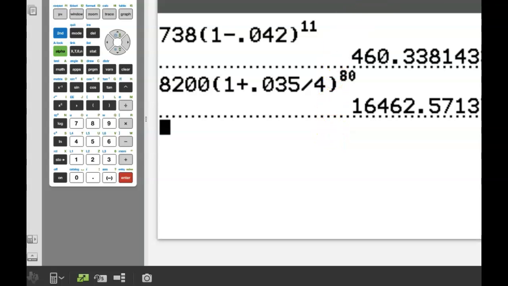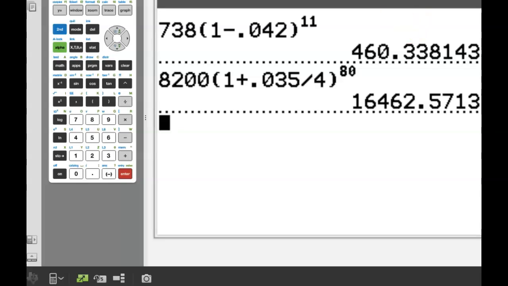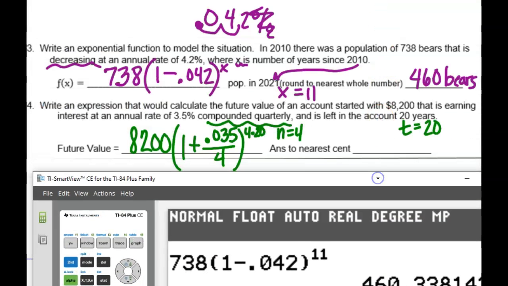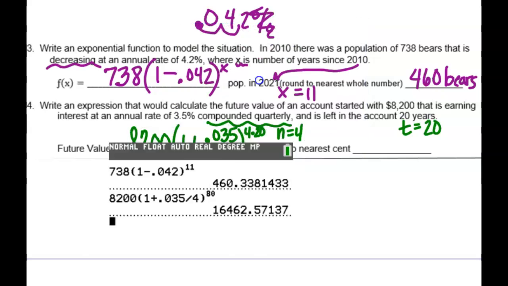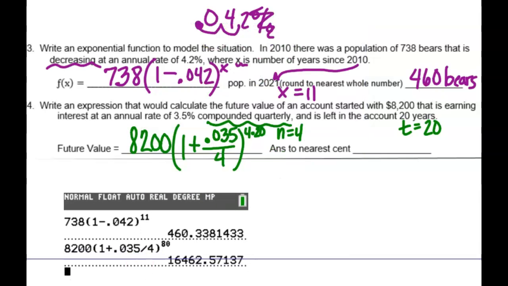16,462.57 when you round to the nearest penny. Well, let's put that down there so it's there for somebody to see later. 16,462.57. Okay.